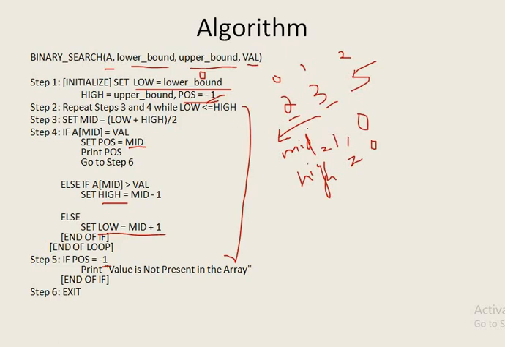Now the element at the 0th position will be compared with the element that is being searched. Both are the same. So we can return the value of the index as the result. Hence the position is 0, and position 0 will be returned as the result and the program exits.